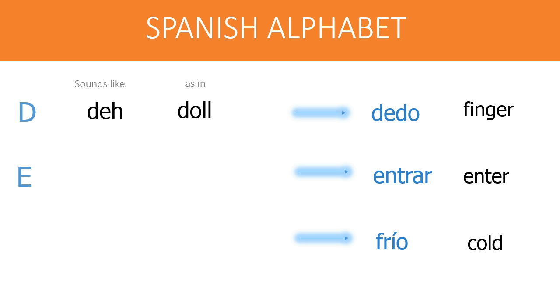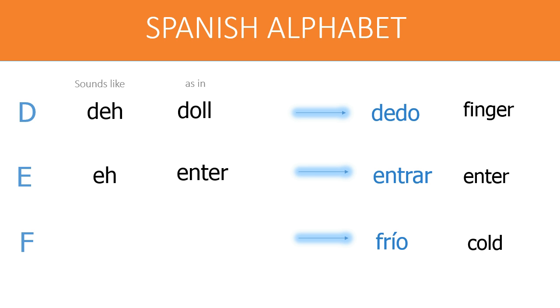The letter E in Spanish is e, as in enter. An example in Spanish is the word entrar, which means to enter.